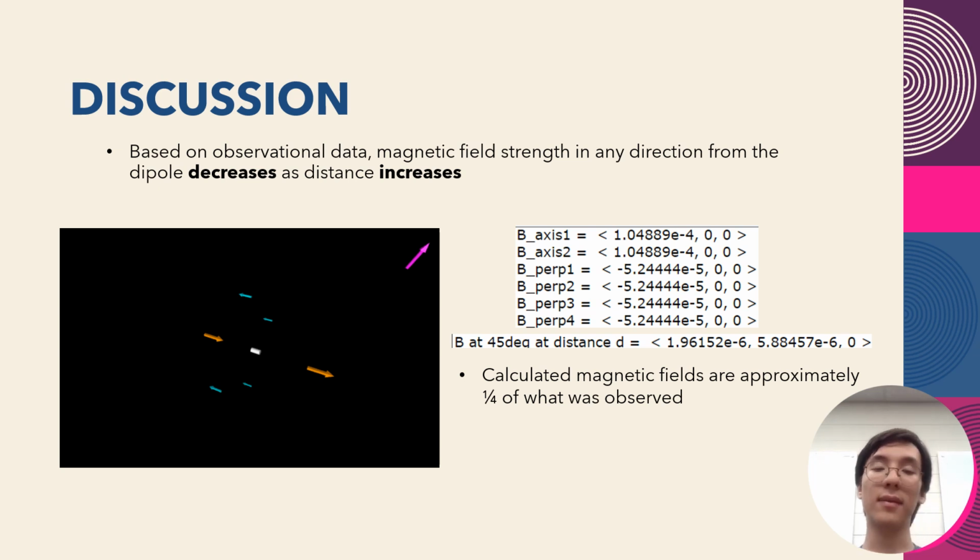To discuss the results that I got, essentially magnetic field strength in any direction from the dipole decreases as the distance increases. This matches pretty well with the model. However, the field strengths that were found were about a quarter of what was actually observed using observational data.